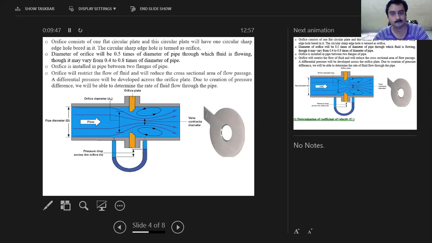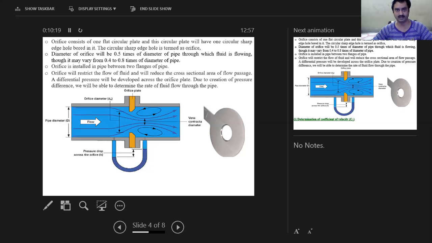Next one. So, orifice will restrict the flow of fluid and will reduce the cross-sectional area of the flow passage. Of course, because of that, a differential pressure will be developed across the orifice plate due to creation of pressure difference. Due to this creation of pressure difference, we will be able to determine the rate of fluid flow through that particular pipe where you are going to insert this orifice.